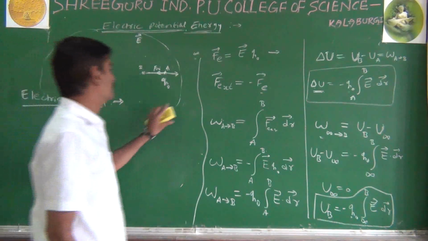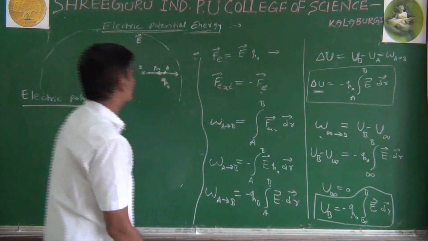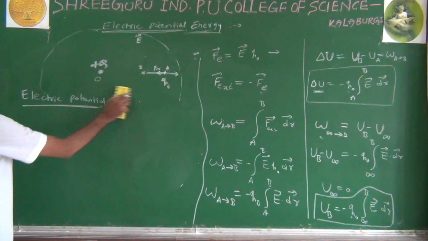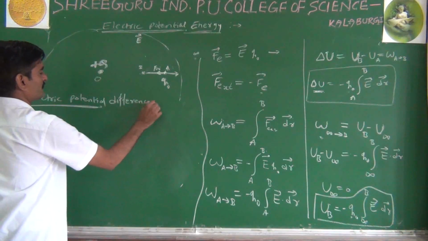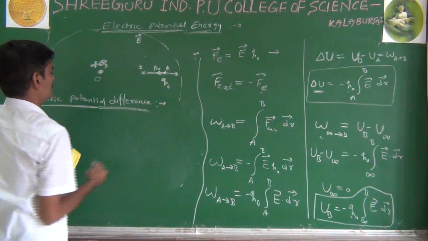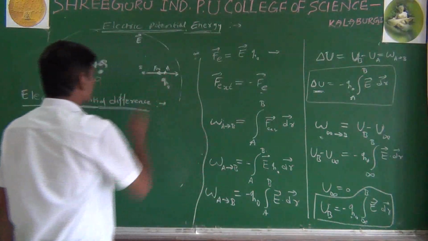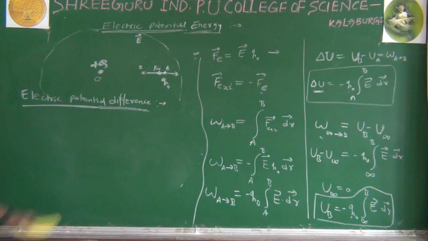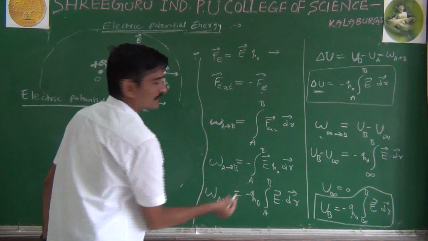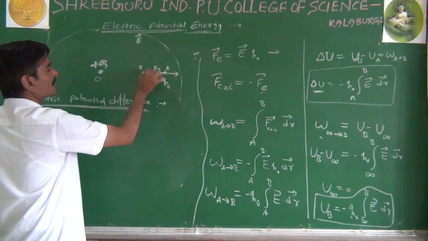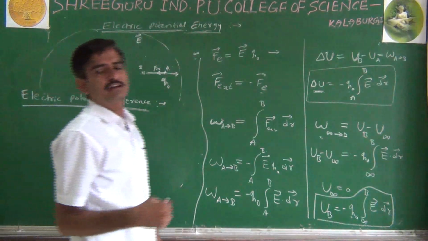Electric potential. First I will define electric potential difference. Electric potential difference between the 2 points is defined as the ratio of work done in moving the charge from one point to another point against the electric field to the magnitude of the test charge.